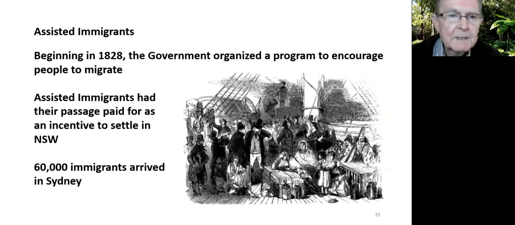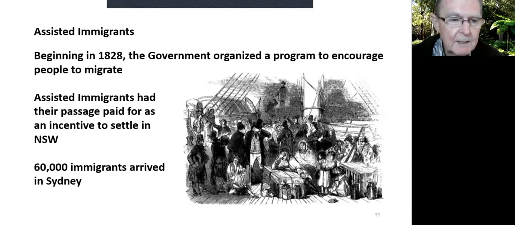We move on now to assisted immigrants. Beginning in 1828, the government organised a program to encourage people to migrate. Assisted immigrants had their passages paid as an incentive to settle in New South Wales. About 60,000 immigrants arrived under this particular program.